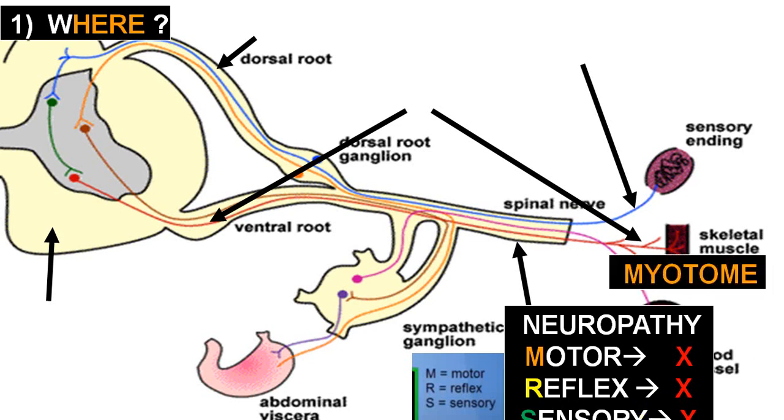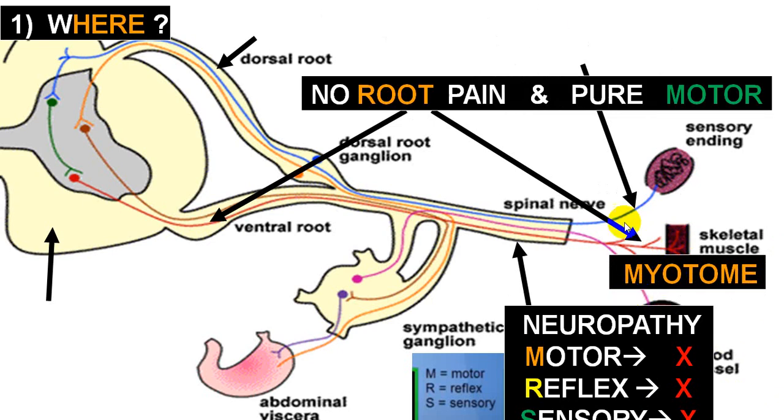If you get only motor fiber, which is supplying a muscle, then you have got a myotome distribution. If you have got a ventral root involvement, there will be no root pain, very peculiar, and it will be a pure motor involvement, which will be in a distribution of this nerve root. Say if this is coming from C5, so whichever muscle is supplied by C5 root, those muscles will be involved.